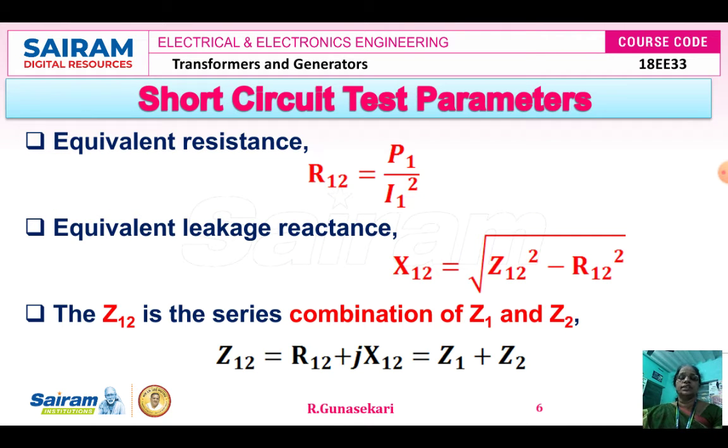Then the short circuit test parameters: equivalent resistance R12 equal to P1 divided by I1 squared, where P1 is the power of winding 1 and I1 is the current flowing through winding 1. Equivalent leakage reactance between windings 1 and 2, X12, equal to root of Z12 squared minus R12 squared. Similarly, the impedance of windings 1 and 2, Z12, is the series combination of Z1 and Z2, that is Z12 equal to R12 plus jX12, equal to Z1 plus Z2. This is the first step.